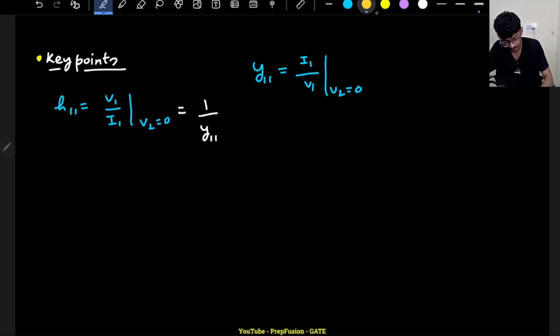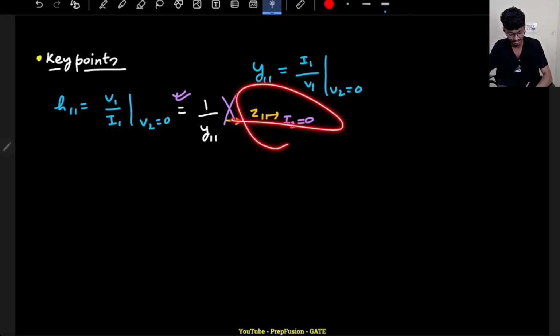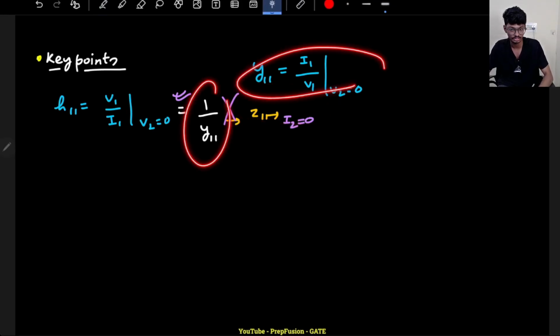But please don't commit this mistake of writing this as z11, because you will say that z11 and y11 are different. No, this is not correct. The inverse of y11 is correct, but z11 is not correct. Why? Because the condition for z11 was that my current i2 equal to 0. There was no voltage condition, but here there is a voltage condition.